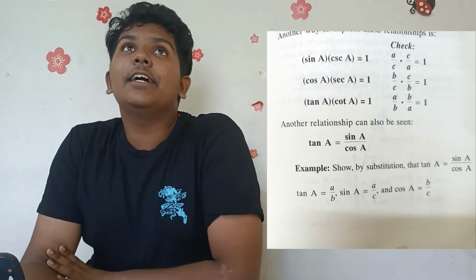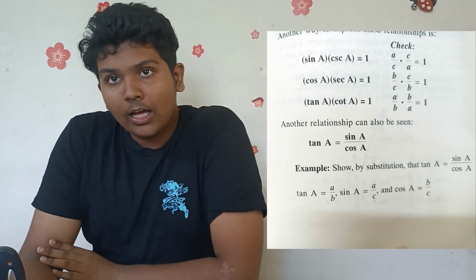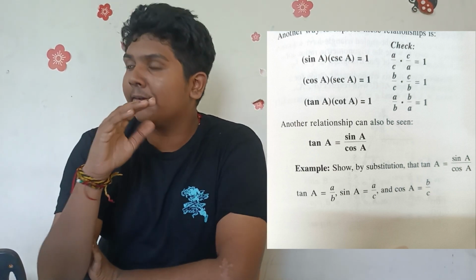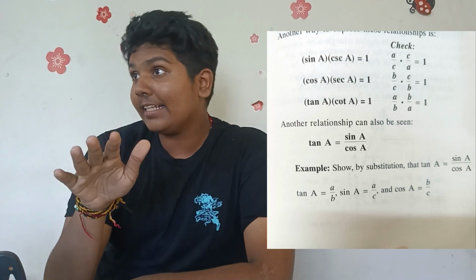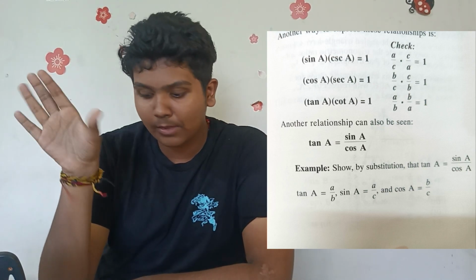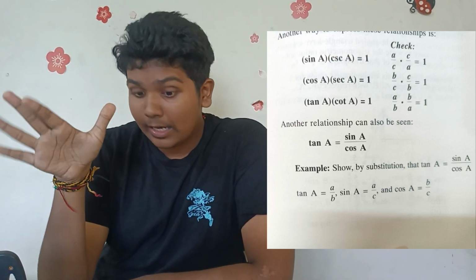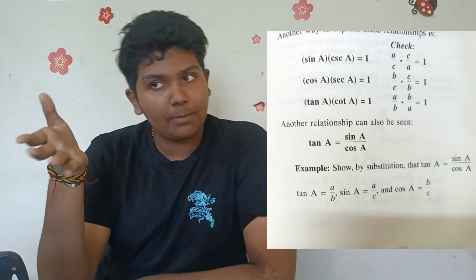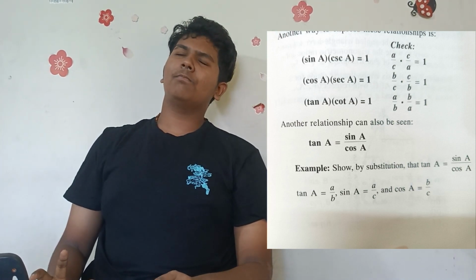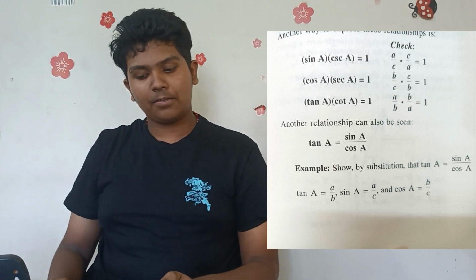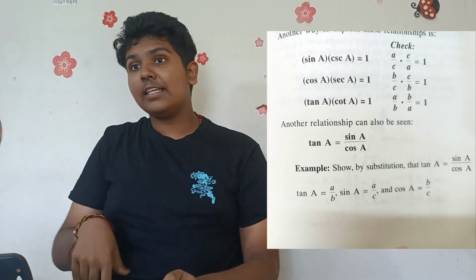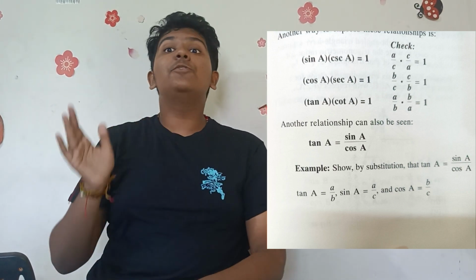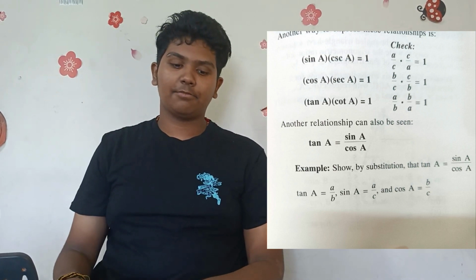Okay, now let's take an example question. Say tan A is equal to sin A by cos A. Tan A is equal to A by B, sin A is equal to A by C, and let's take up the cos: cos A is equal to B by C. Substitute them and find the answer.